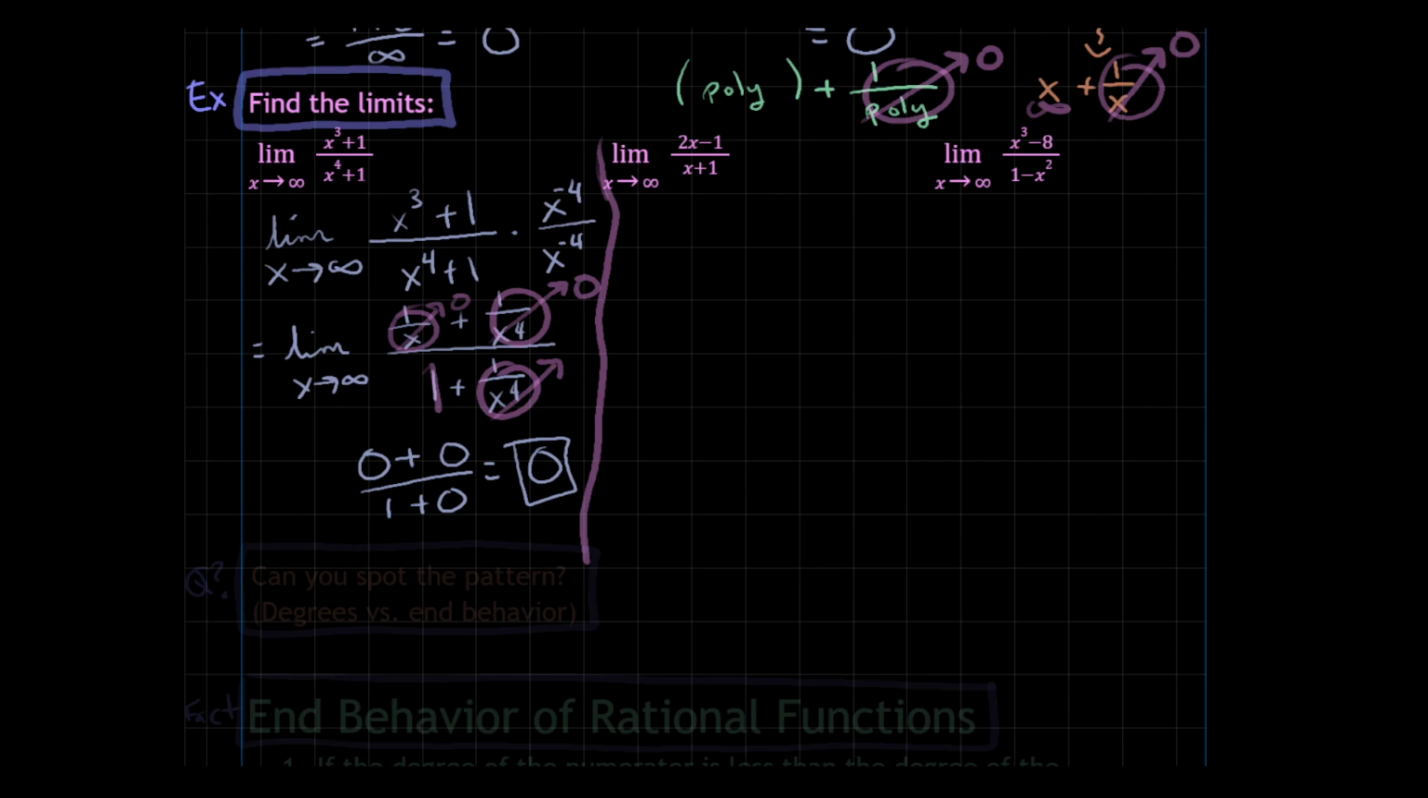Let's try the next one. And maybe you want to pause the video here and employ this same strategy and see if you can figure out what that limit is on your own before I go over it. Okay, ready? Limit as x goes to infinity, 2x minus 1 over x plus 1. The highest power on x here is 1.